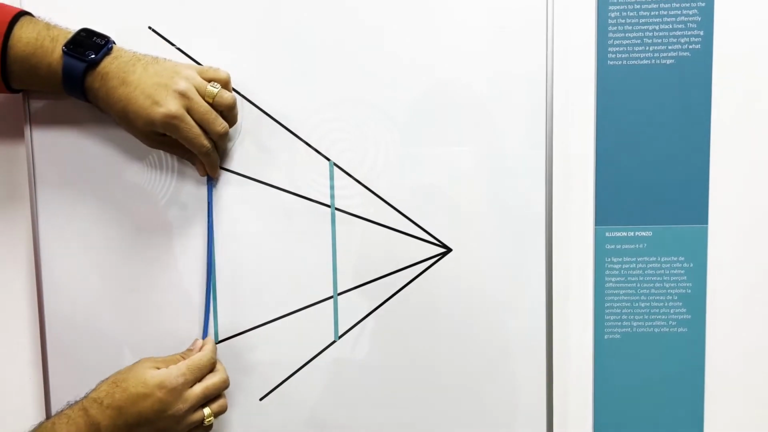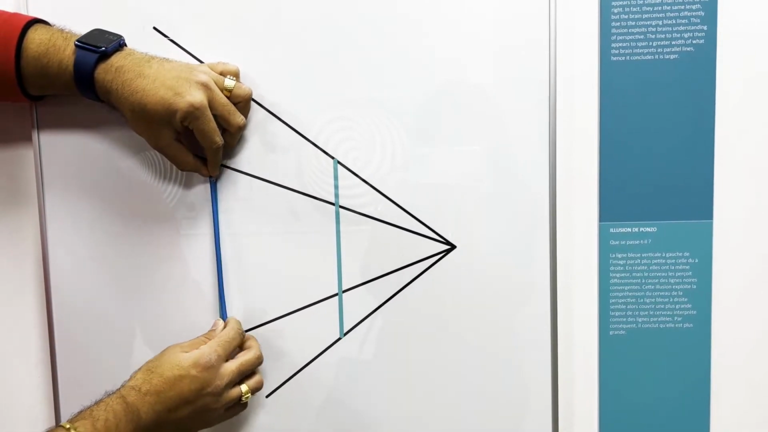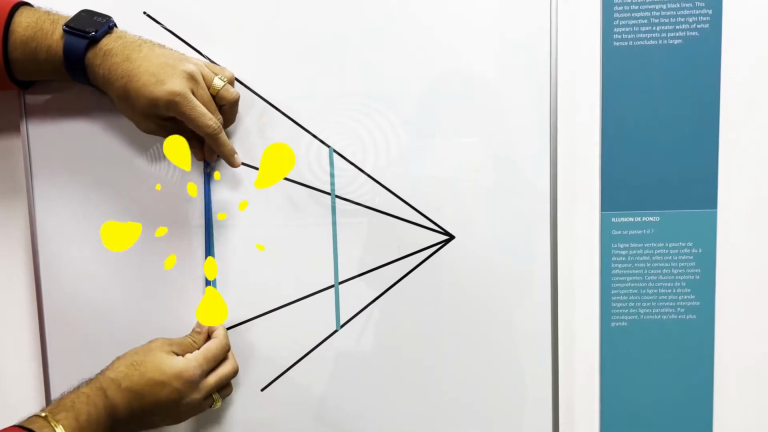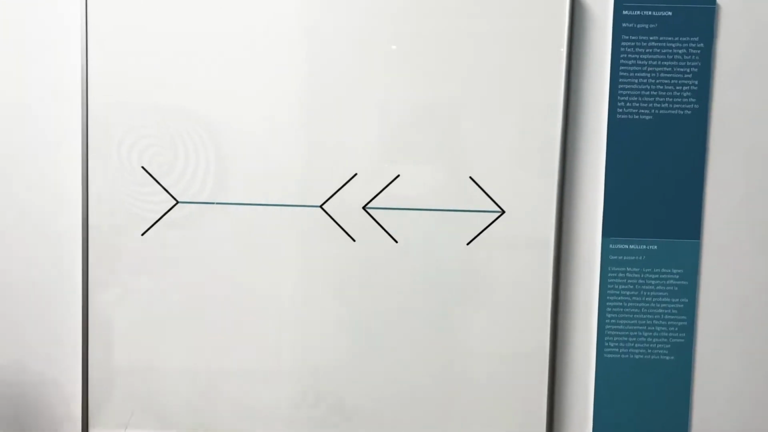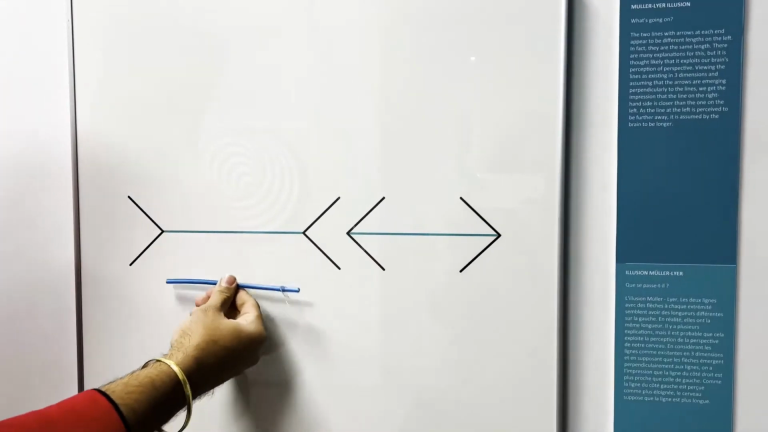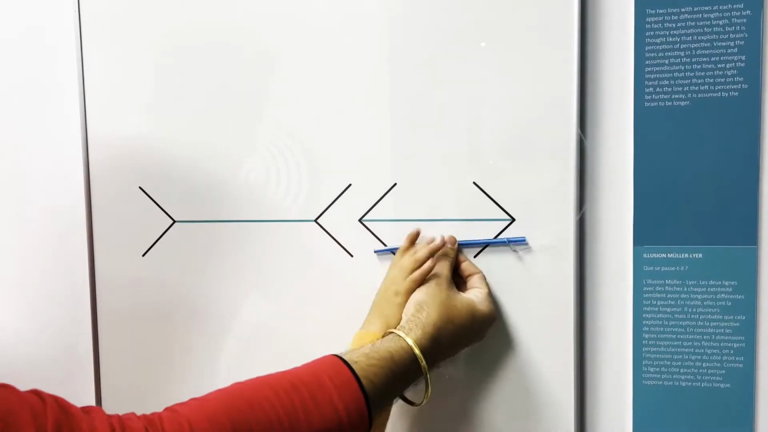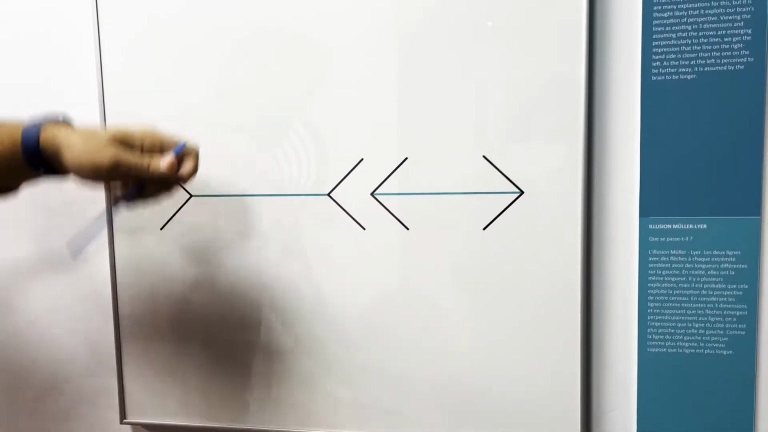How about this line? Wow. Oh wow, it's still the same size. That's amazing. See? Let's look at this one. Good. Okay, which line is bigger? This one or this one? They are actually the same. Do you see that? Wow.